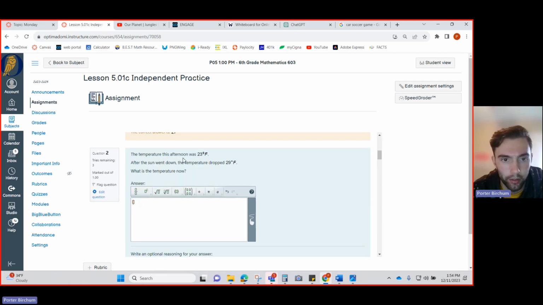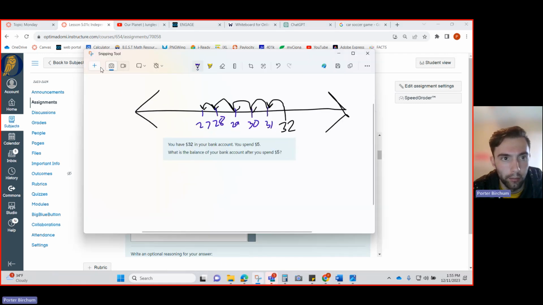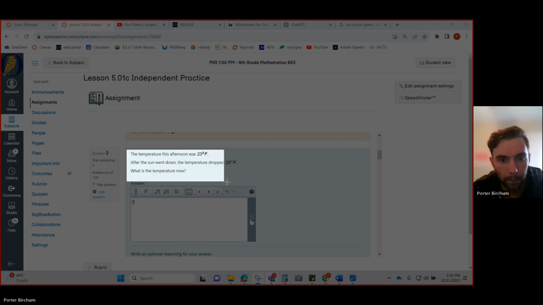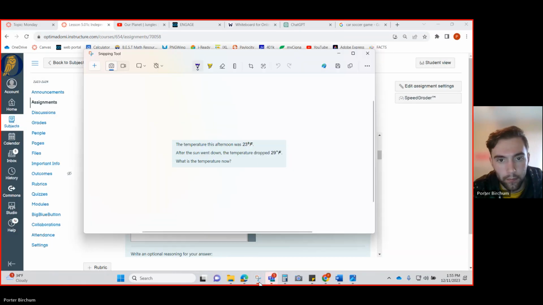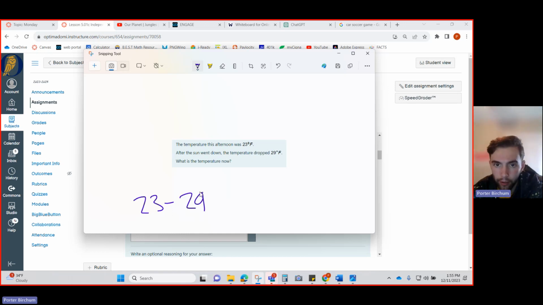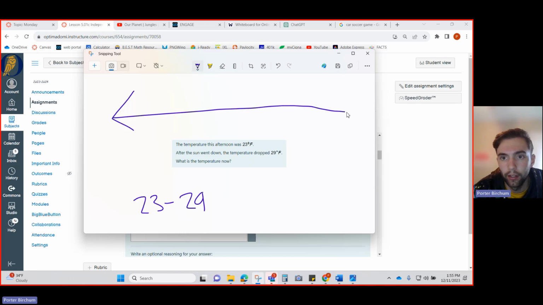Question 2, the temperature this afternoon was 23 degrees Fahrenheit. After the sun went down, the temperature dropped 29 degrees. What's the temperature now? Let's use that number line. So it looks like we're doing 23 minus 29. Start with 23, you go down 29. Let's show that on a number line.